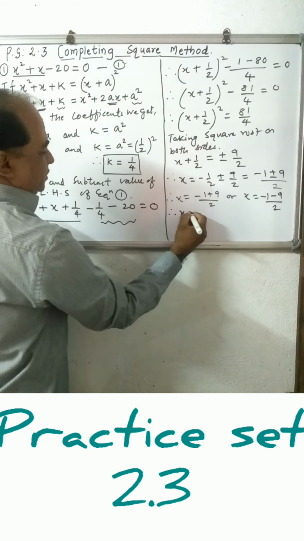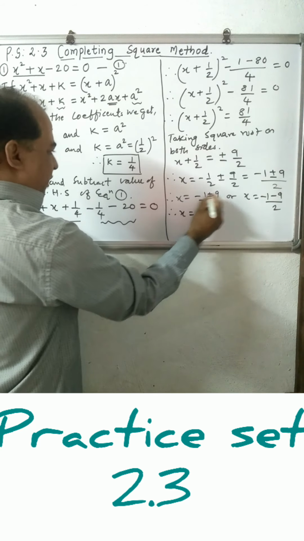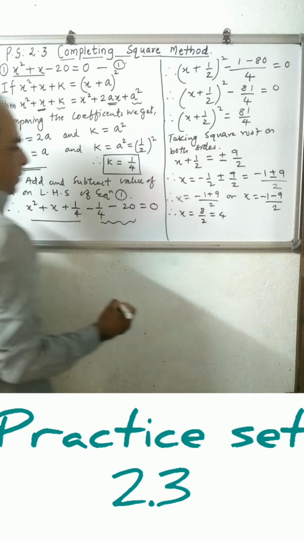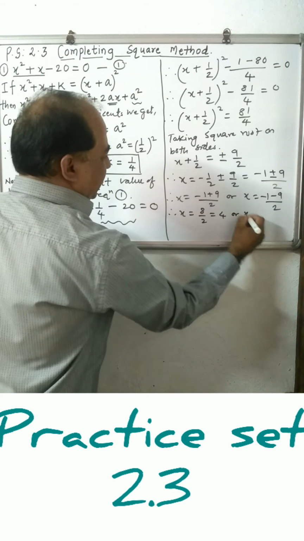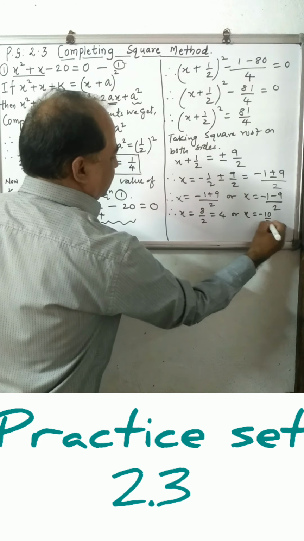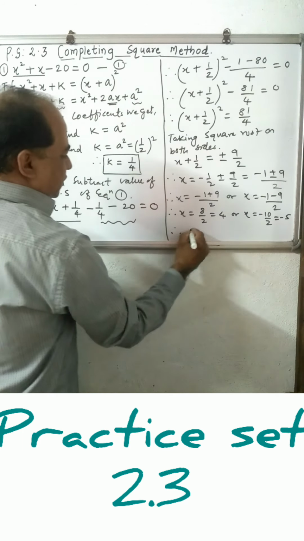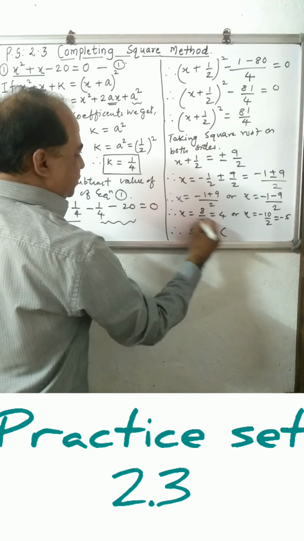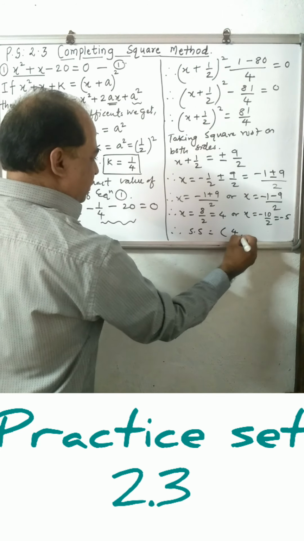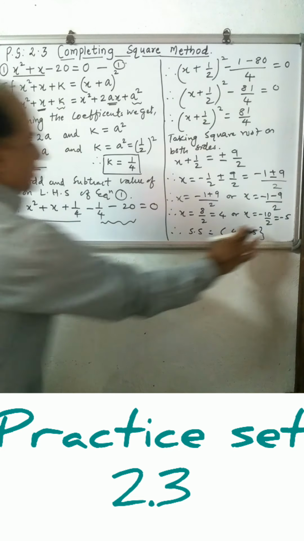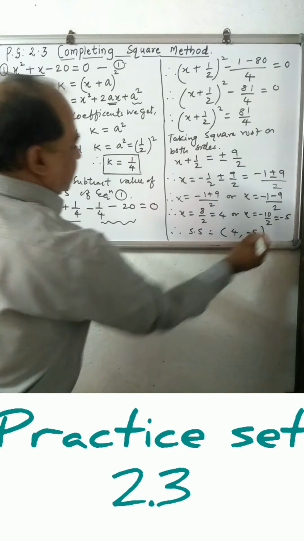Therefore, x is equal to minus 1 plus 9 is 8 upon 2, which is equal to 4, or x is equal to minus 10 upon 2, which is equal to minus 5. Therefore, our roots, solution is 4 comma minus 5. These are the roots of the given quadratic equation.